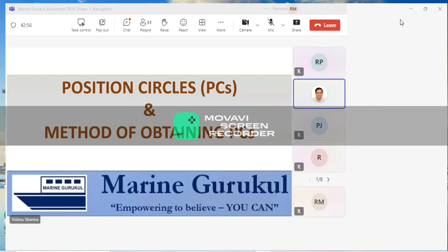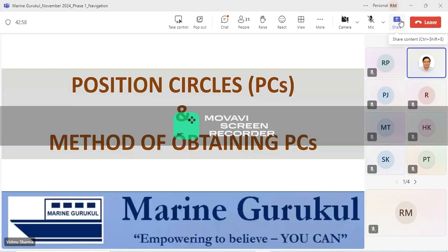Informations which lead us to a position circle. And today we shall learn what are the methods which could possibly be used. Not that every method is to be used every time. What are the various methods which could be possibly used to obtain the position circle? As the name suggests, what is a position circle? It's a circle on arc of which the ship may be located.